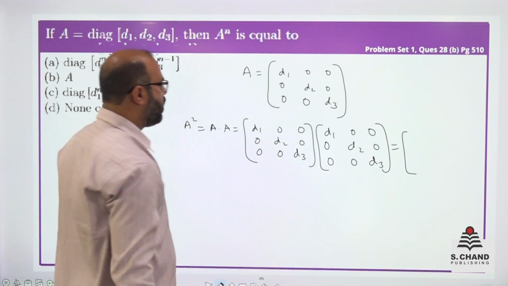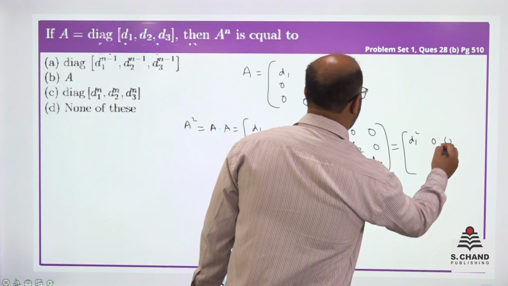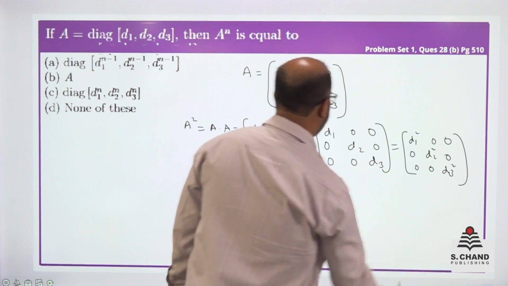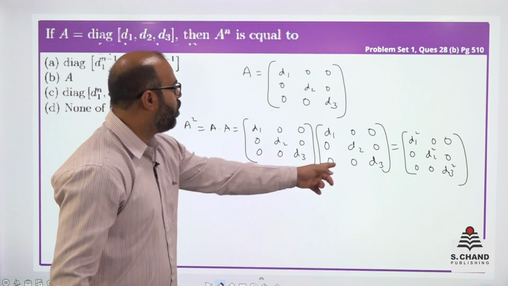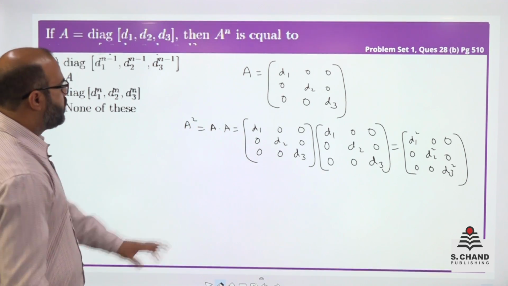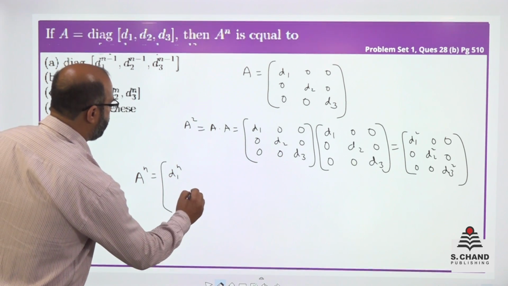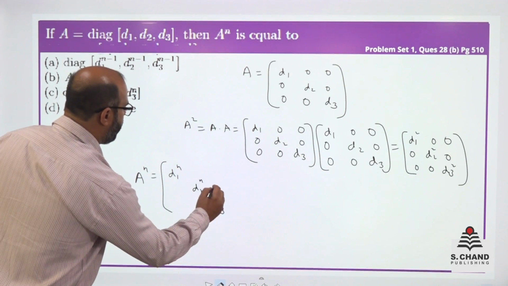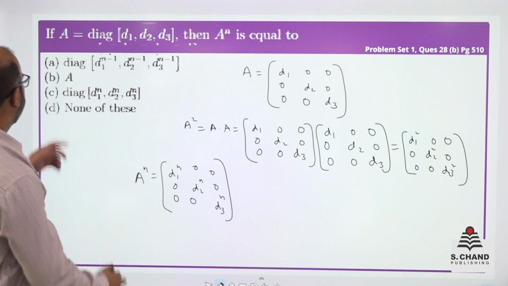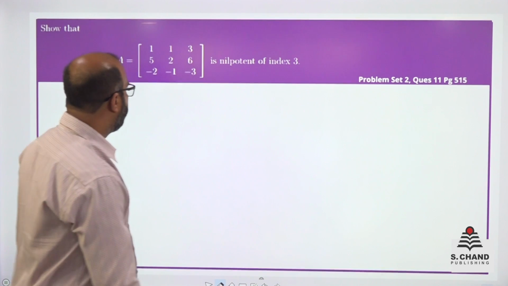When you do the multiplication, row into column, this will become d1 square, 0, 0, 0, d2 square, 0, 0, 0, d3 square. So we observe that the pattern is such that A to the power n will come out to be d1 to the power n, d2 to the power n, d3 to the power n on the diagonal, with 0 elsewhere. So we can say that option C is the correct option.